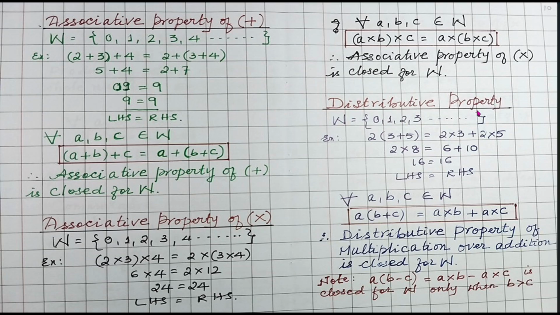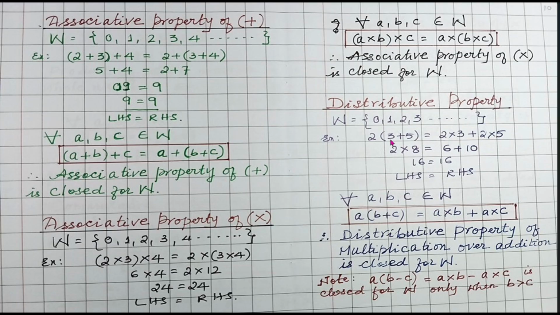Now let us talk about the distributive property. Now what is this distributive property? You already know it. A in the bracket B plus C gives us A into B plus A into C. This is distribution of multiplication over addition. So if you find the LHS, then it will be equal to RHS.